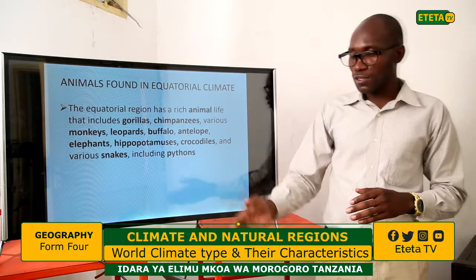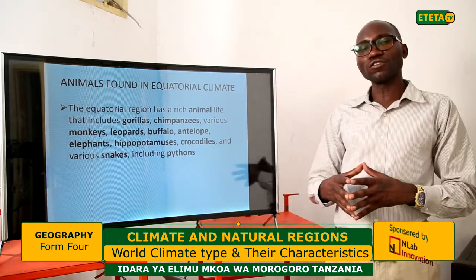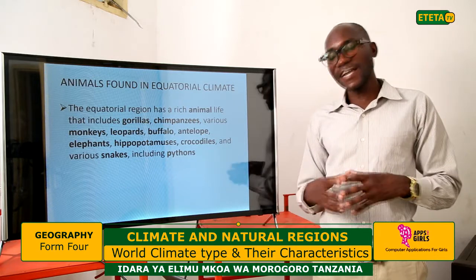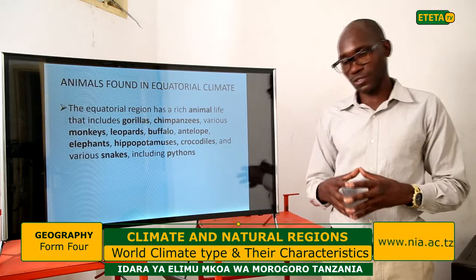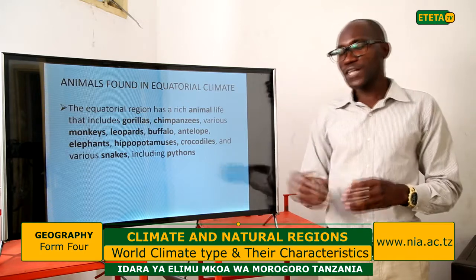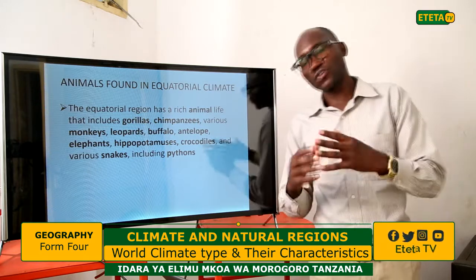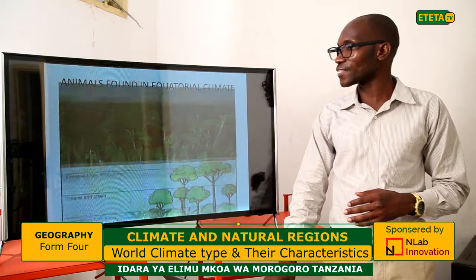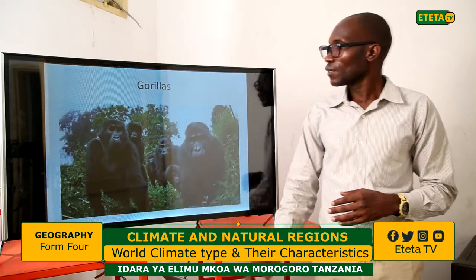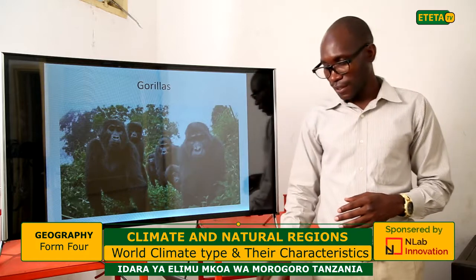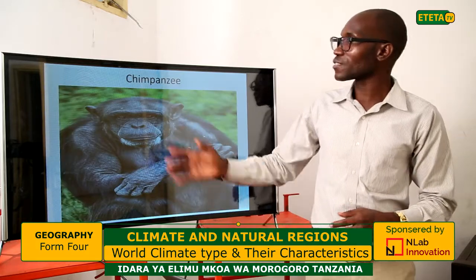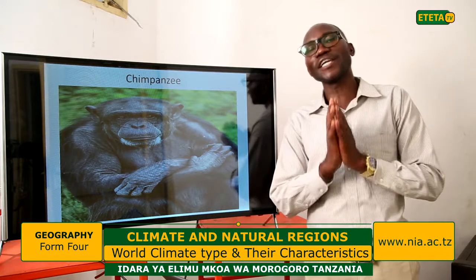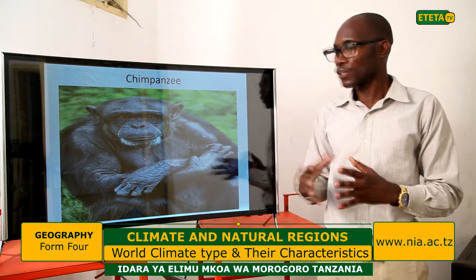Also, let us go further to animals found in the equatorial region. The equatorial region has a rich variety of animals, and some of the animals are the gorilla and chimpanzee. When we say gorilla, it is like this one. These are the gorillas, and these ones are chimpanzees. All of these can be found in the equatorial region.